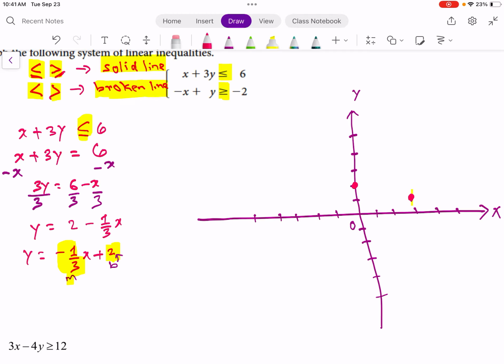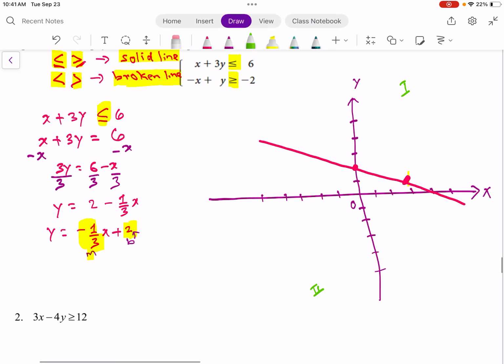Okay, so this is our graph for the first one. Now we are not done here. Now this line divide our Cartesian coordinate system in 2 regions. So we have this upper region and we have this lower region, right? Now we need to find which region is solution for this inequality.